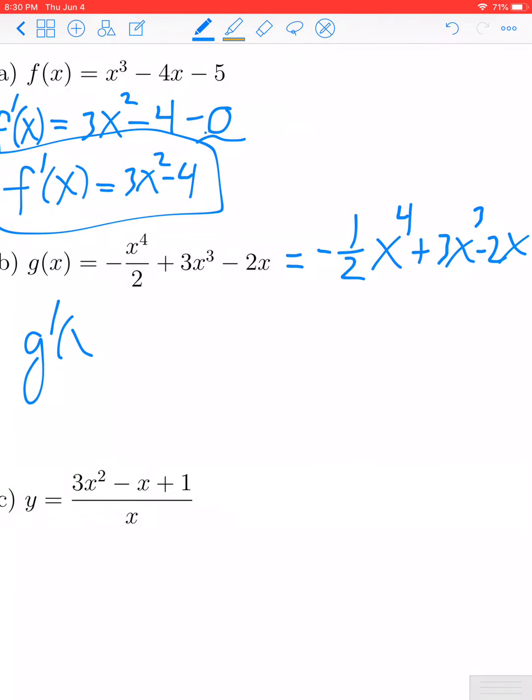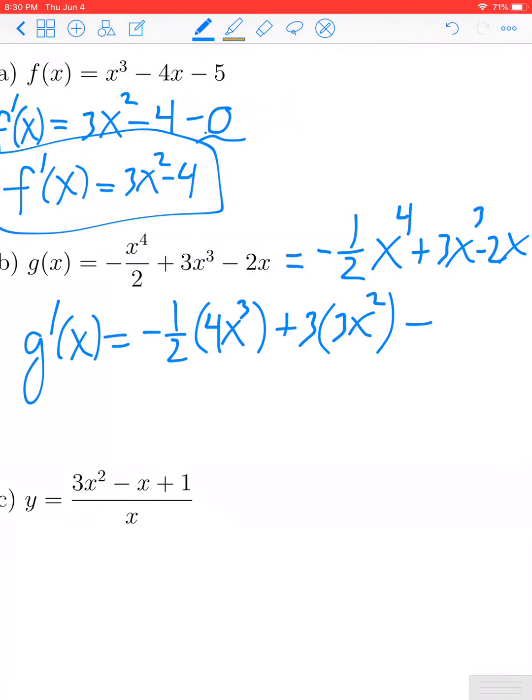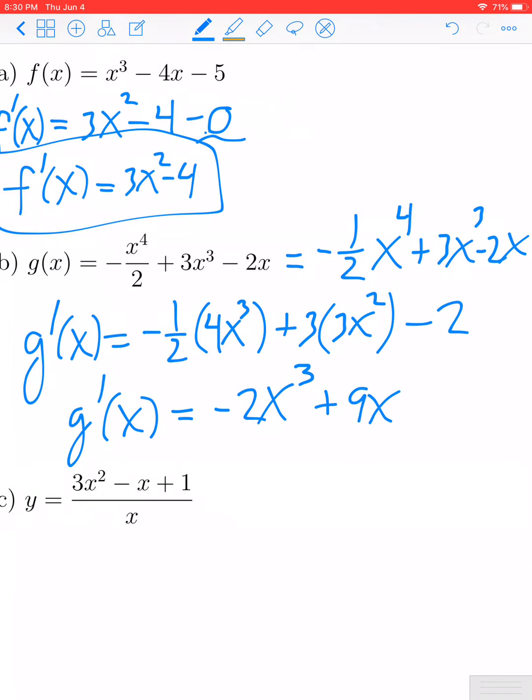And now we're going to find g prime of x by differentiating each term individually. We have the negative 1/2. The derivative of x to the fourth is 4x cubed, plus 3 times the derivative of x cubed, which is 3x squared. And the derivative of negative 2x is simply negative 2. So g prime of x is going to be equal to, a little bit of simplification here, negative 1/2 times 4 is negative 2, x cubed plus 9x squared minus 2.